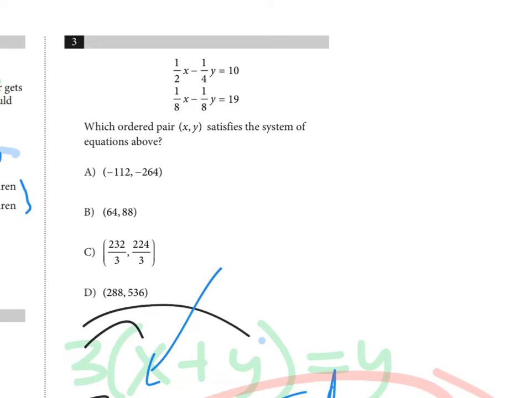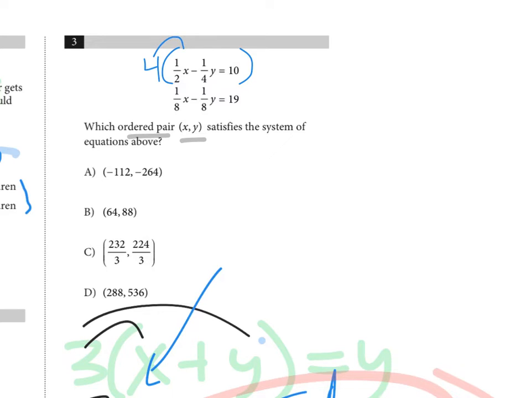Problem 3. Here you're given a system of equations, meaning in this case 2 equations and 2 unknowns. And here I need to find the solution, which ordered pair, x and y, satisfies those equations. So one trick that you can use when you see fractions is to multiply the equations by the lowest common denominator. So here I'm going to take the first equation and multiply it by 4. Why do I do that?